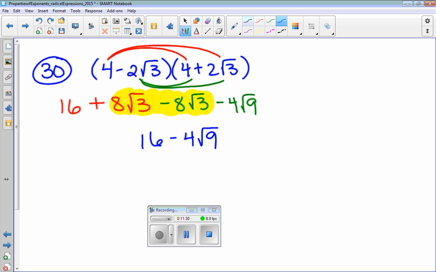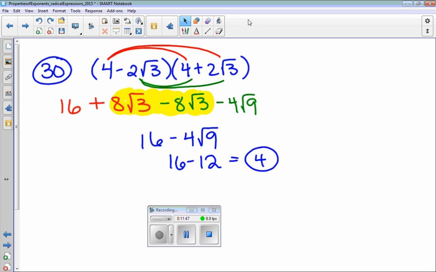What is 4 radical 9? So that's 3 times 4 is 12, because radical 9 is 3. 3 times 4 is 12. So this becomes 16 minus 12. The answer is simply just 4. And I knew that when I multiplied by the conjugates, my answer should have 0 radicals in them. It should just be an integer. Okay?